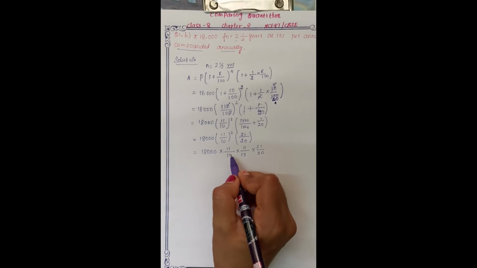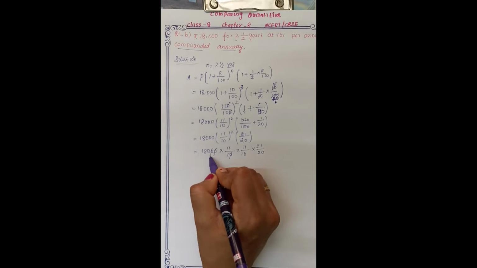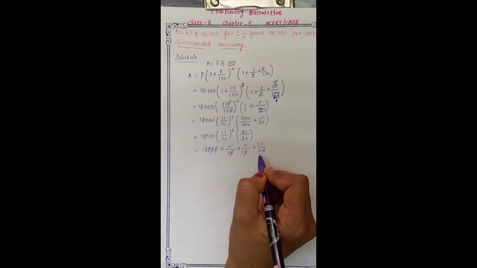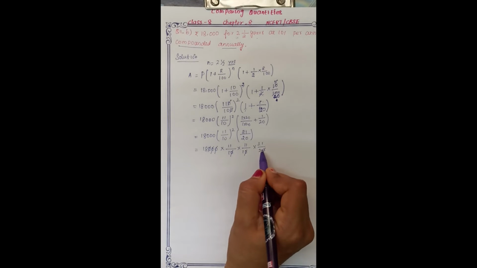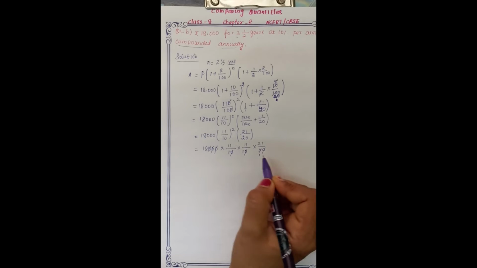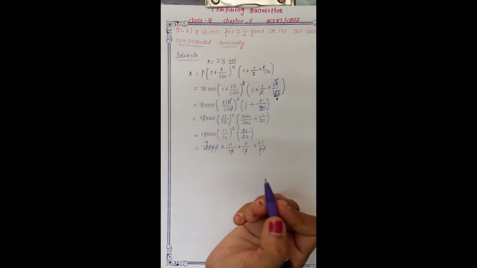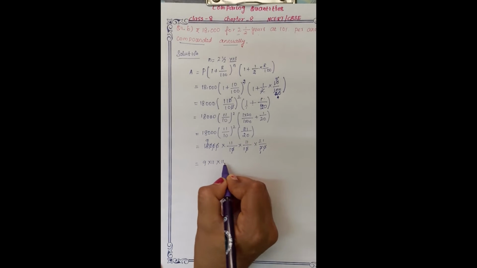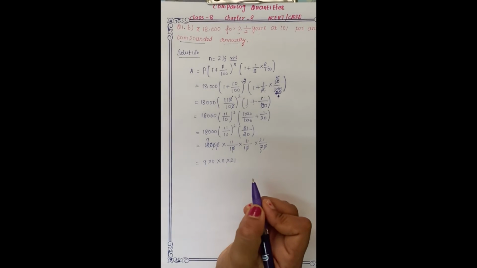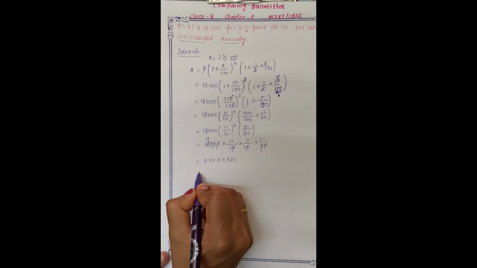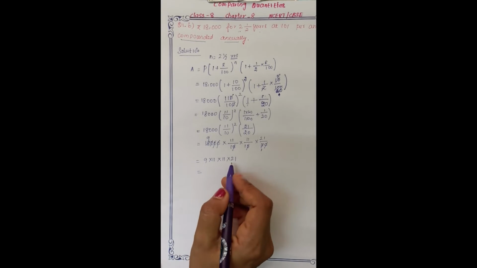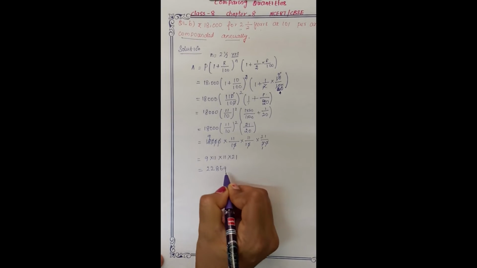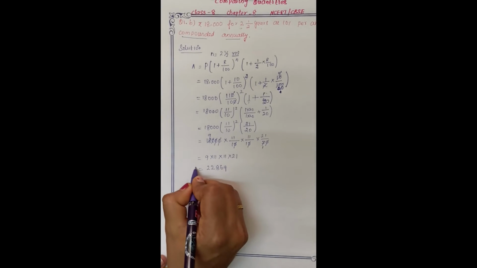So now we need to divide. Cut this 0 and this 0, this 0 and this one, this 0 and this one. Now you divide, cut this by 2 table. 1 2s are 2, 9 2s are 18. So we have 9 into 11 into 11 into 21. If we multiply this, the answer is 22,869. So this is the amount.